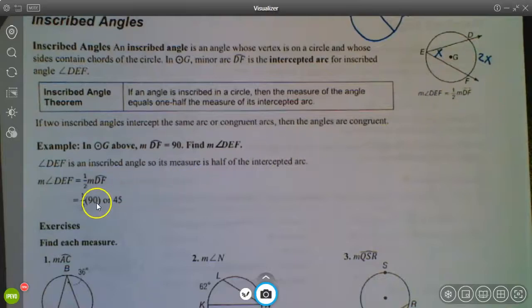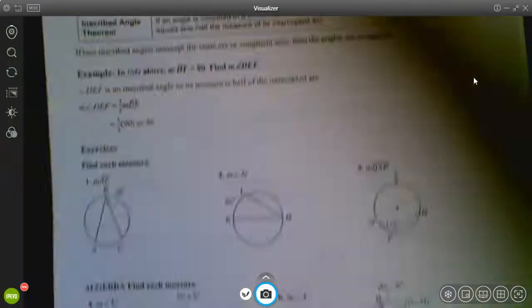So if the arc is 90, then half of 90 would be 45 degrees, which would be the angle that we see right here. And so we can, of course, go the other way with that. They could have told us that this was 45, and we could have said, okay, well then let's double that and get 90 for the arc. So let's try a couple of these for practice.